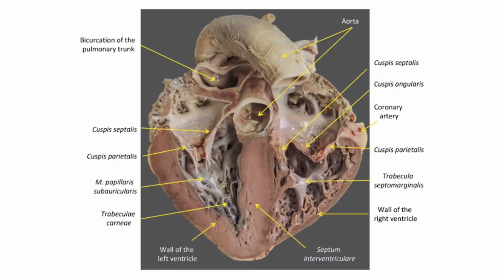This is an image showing how your heart looks when it's cut in half. You will see the different parts like the trabeculae carneae. You also have the walls of the ventricle. You have your papillary muscles, subauricularis, your cuspis parietalis, cuspis septalis. You have your aorta, the bifurcation of your pulmonary trunk. You also have your coronary artery here, and then your trabeculae.